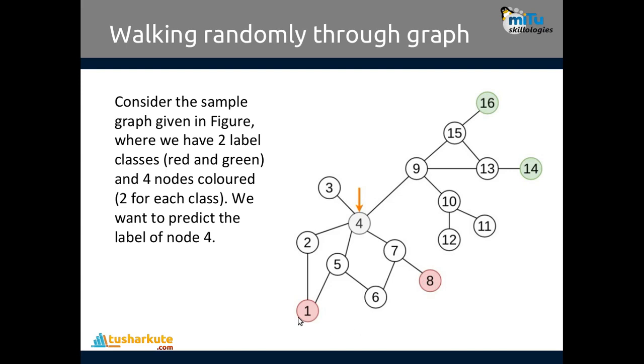So 2 and 3. From 4 to 8, we have 2 possibilities of paths. 4 to 1, 3 possibilities of paths. 4 to 16, 2 possibilities of paths, and 4 to 14, 2 possibilities of paths. So here 4 are present and here 5 are present. Which one is max? 5. It means that 4 will go into the red class.